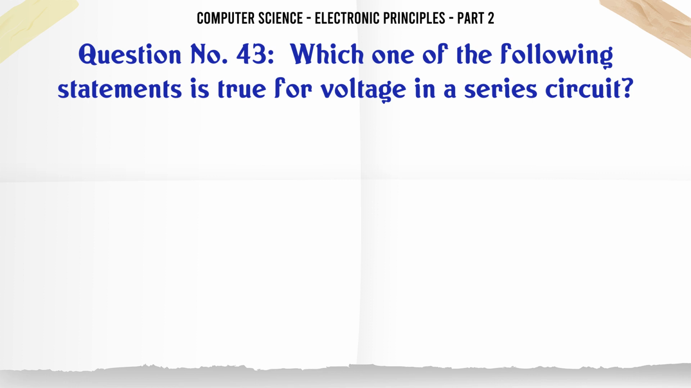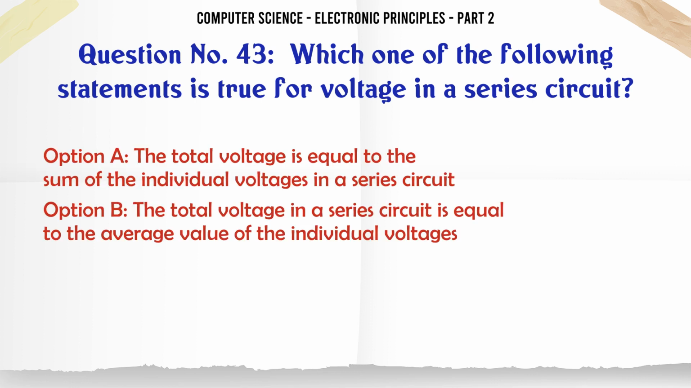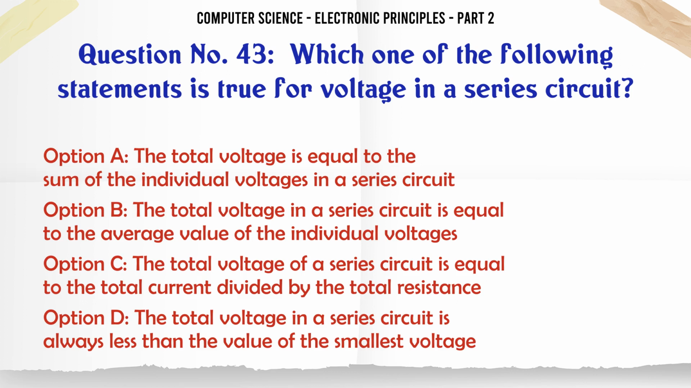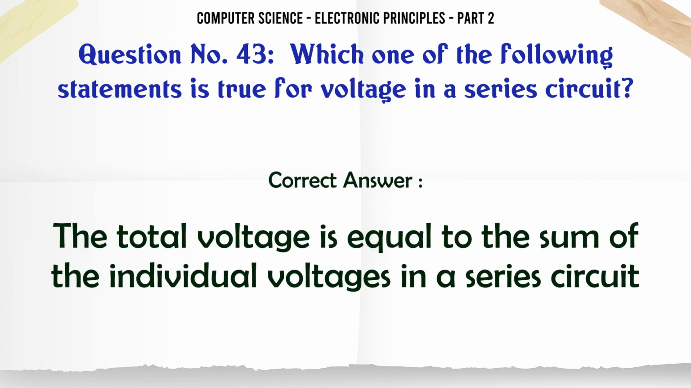Which one of the following statements is true for voltage in a series circuit? A. The total voltage is equal to the sum of the individual voltages in a series circuit. B. The total voltage in a series circuit is equal to the average value of the individual voltages. C. The total voltage of a series circuit is equal to the total current divided by the total resistance. D. The total voltage in a series circuit is always less than the value of the smallest voltage. The correct answer is the total voltage is equal to the sum of the individual voltages in a series circuit.